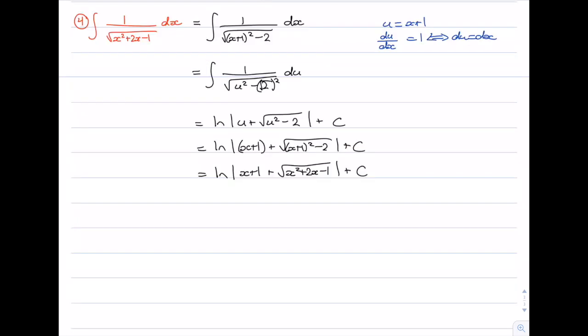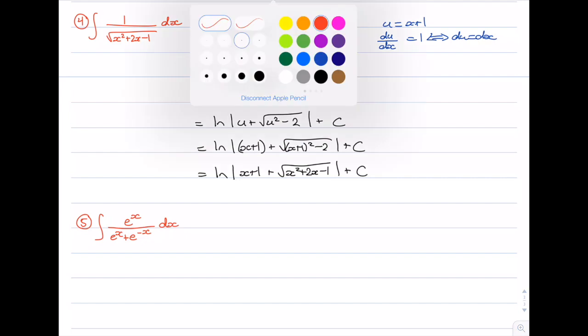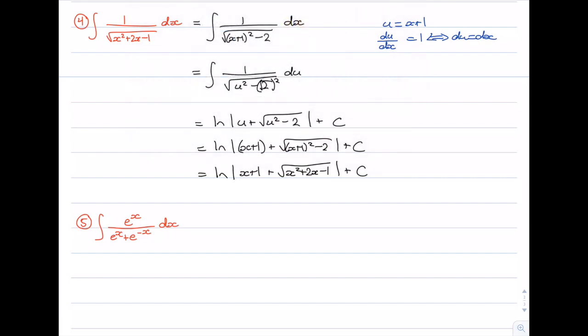Alright, now our fifth and last example for this video is this one here. It's going to be e to the x over e to the x plus e to the negative x dx. Now, these types of integrals are interesting because they're not exactly in any form that's given on the standard integral sheet. Okay, but what we can see is that we have a lot of e to the x's and e to the negative x's. They can come in different kinds of styles, but it's all about how we manipulate these.